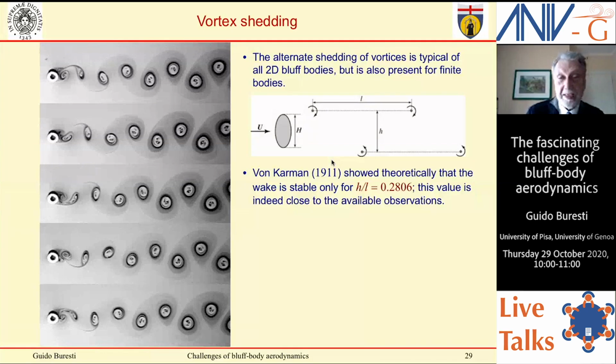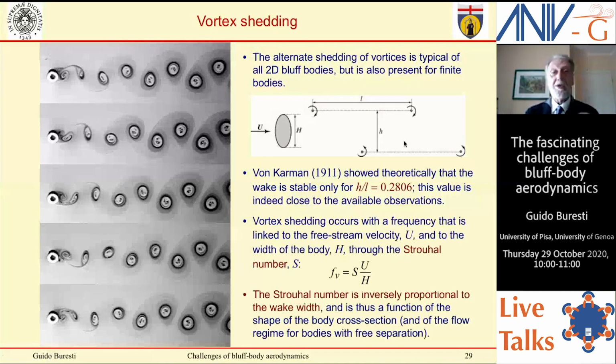You know that von Karman studied it and theoretically derived the ratio of the longitudinal to cross-flow dimensions that is stable, and which is indeed very near the available observations. And you know the vortex shedding occurs with a frequency that is directly proportional to velocity and inversely proportional to the width of the body, and the coefficient of proportionality is the Strouhal number. And you see that the Strouhal number is inversely proportional to the wake width, which means that if the wake is wide, you get a low frequency. If the wake is not wide, a higher frequency.